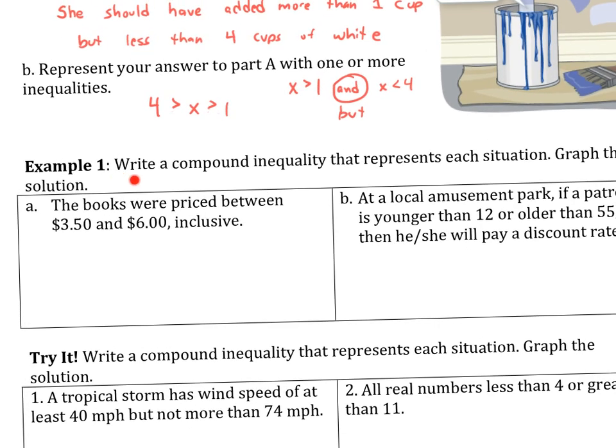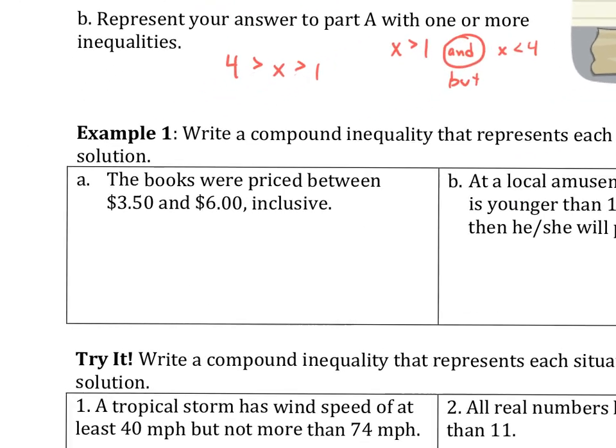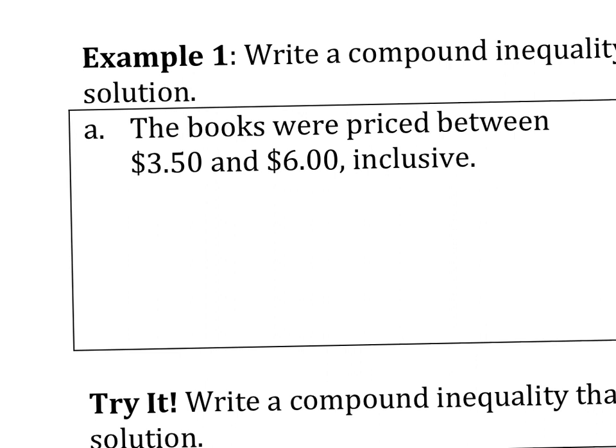So our instructions here. We're going to write a compound inequality that represents each situation. We're going to graph the solution we came up with. So at a bookstore or a library book sale or something, all the books were priced between $3.50 and $6 inclusive. First thing we need to know about this word inclusive is that it means those numbers are included, the $3.50 and the $6. So it could be $3.51. It could be $5.99, but it could also be everything in between.